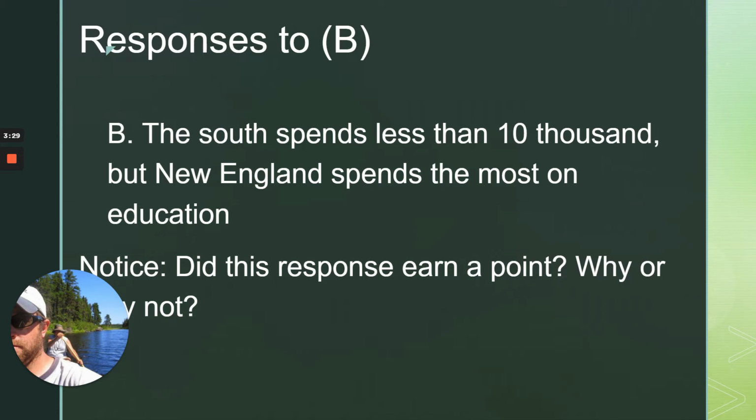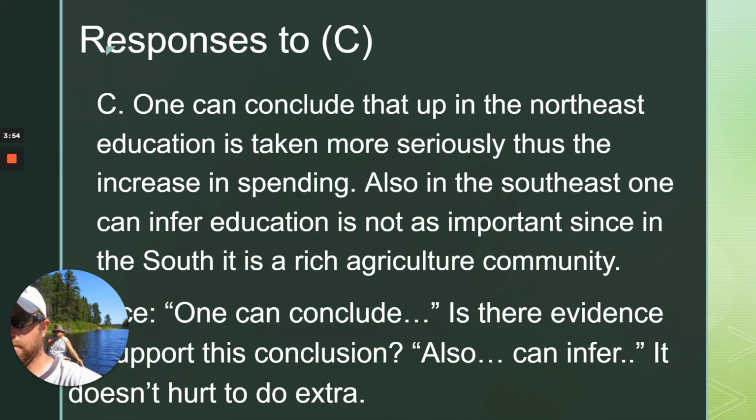Now, once you did your comparison or your difference or your similarity, then you had to draw a conclusion based on that difference and similarity. So you had to make sure, like if you were comparing New York to Florida, that your conclusion was about New York and Florida. You couldn't just draw your conclusion about something else unrelated to your described difference or your described similarity. Okay? So this student wrote, one can conclude that up in the Northeast, education is taken more seriously, thus the increase in spending. Also in the Southeast, one can infer education is not as important since the South is a rich agricultural community. That's a great one.